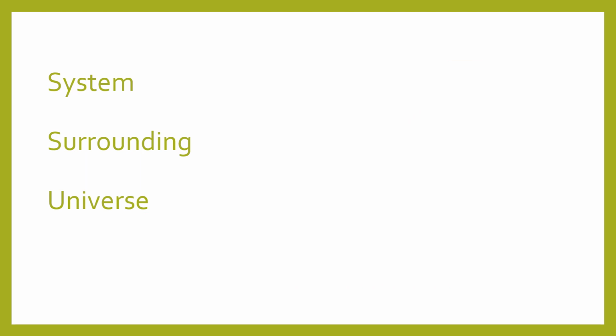Let us now understand the concept of system, surrounding, and universe. What is a system? Suppose you take a conical flask. You all have done experiments in the lab. This is your conical flask. This is where you are doing the experiment, doing titration. So your conical flask becomes your system, because there you are doing the reaction. So wherever you are doing a reaction, that is your system.